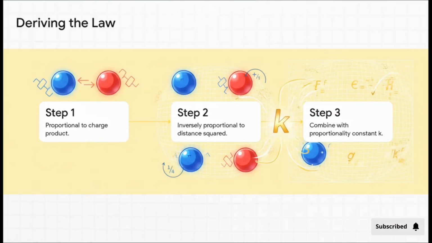First, his experiments proved that the electric force is directly proportional to the product of the magnitudes of the two charges. Basically, more charge equals a stronger push or pull. Second, the force is inversely proportional to the square of the distance between them. Meaning, if you simply double the distance separating the charges, the force doesn't just halve, it drops to a mere 1/4 of what it was. It falls off exponentially. Finally, we combine these two observations with a constant of proportionality, which we just call K.